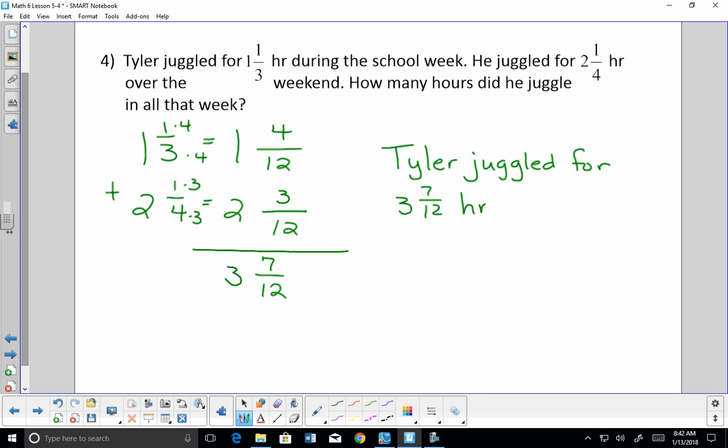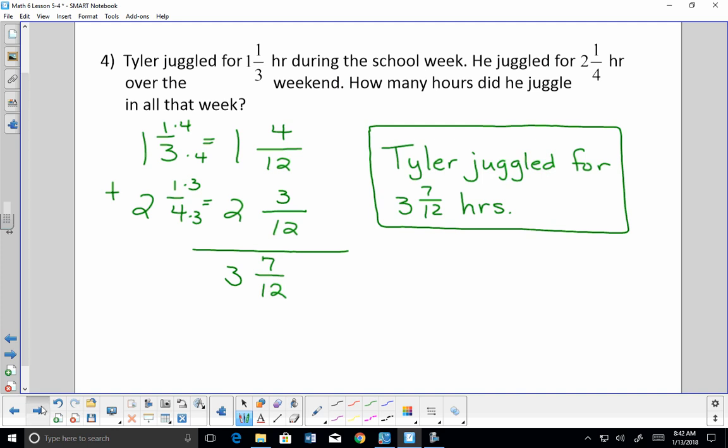Notice how neat I keep my work. Fractions are very difficult to work with if you are not neat. Neatness in mathematics is a pivotal thing to do. You need to be neat so that you can follow what you're doing and so someone else can follow your work as well. Let's take a look at one more problem here.